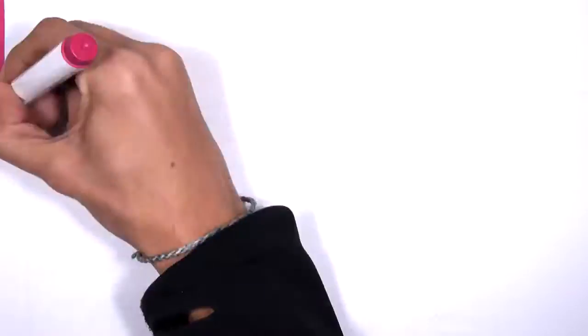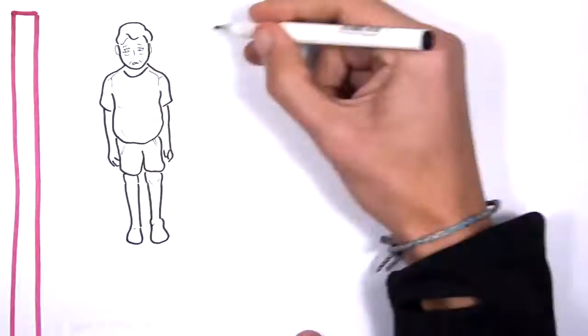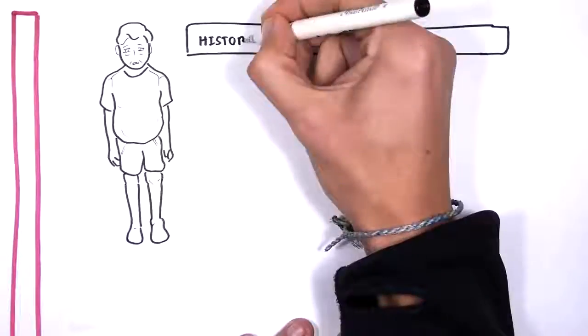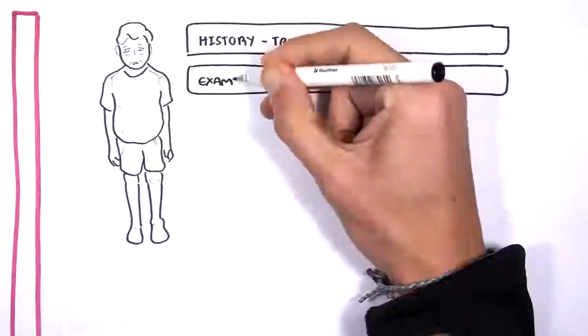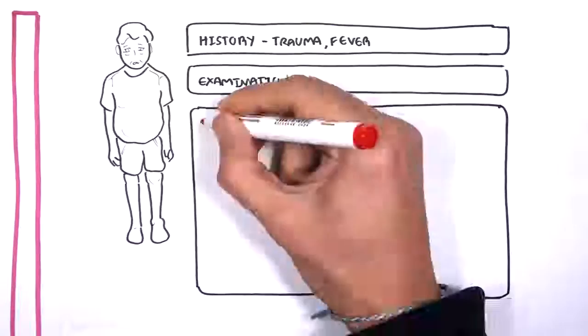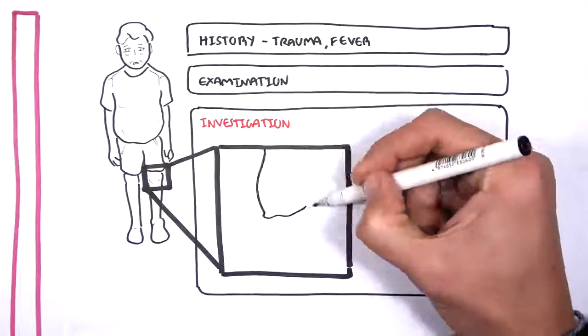Finally, let's look at an overall management and algorithm for osteoarthritis. So it's important to take a history to find out any trauma or associated fever. Next, it is important to examine the joint. And if it's a knee joint, perform a full knee examination. An investigation that is very important initially is an X-ray of the joint.